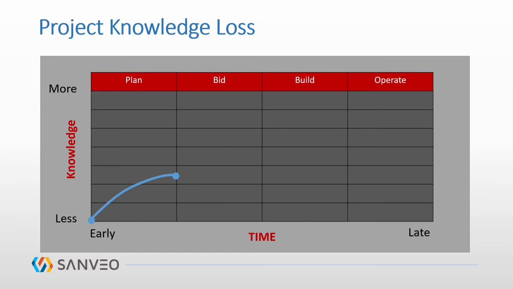As the design progresses, more and more knowledge is gained. By the time the project is ready to go out to bid, the designer understands and knows a lot about the project. When the project goes out to bid, there's a huge drop in knowledge loss. The estimators for the contractor have not been involved with the project, so they know nothing about the project. Yes, they have the construction documents, but that's it.